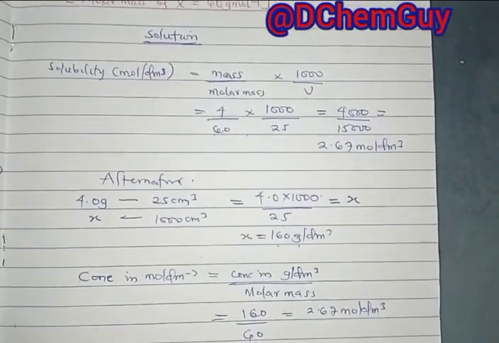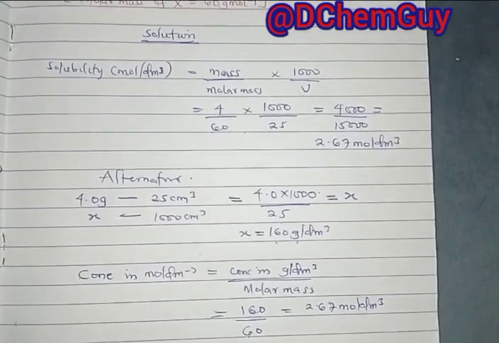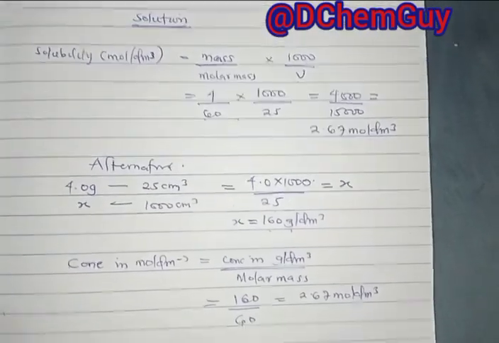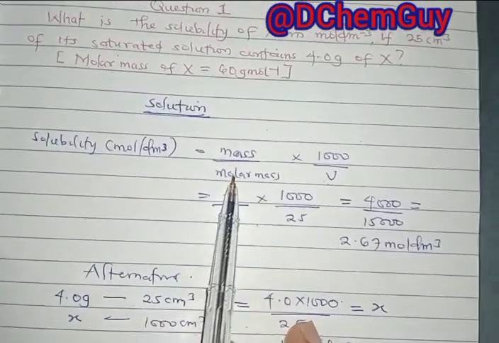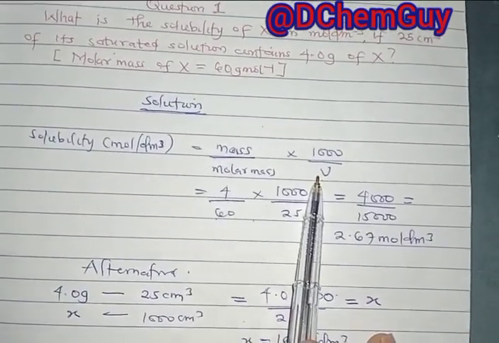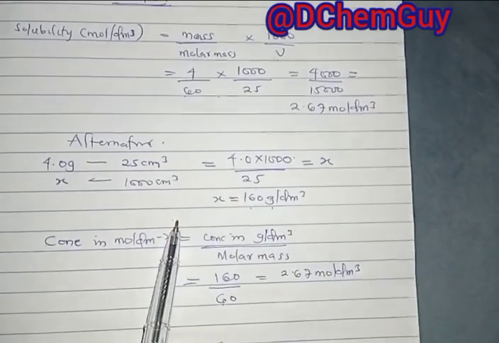approximately. So that's how to solve this problem. You can either use this first method, that is solubility equals mass over molar mass times 1000 over volume, and memorize that, or you use this alternative method.